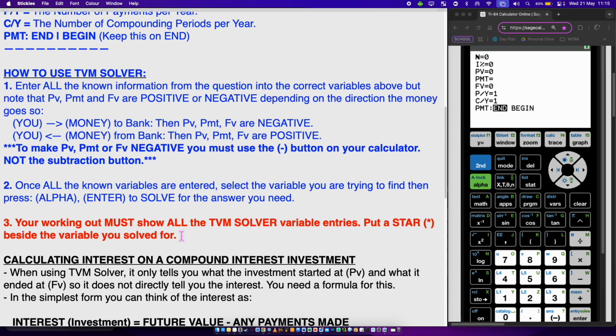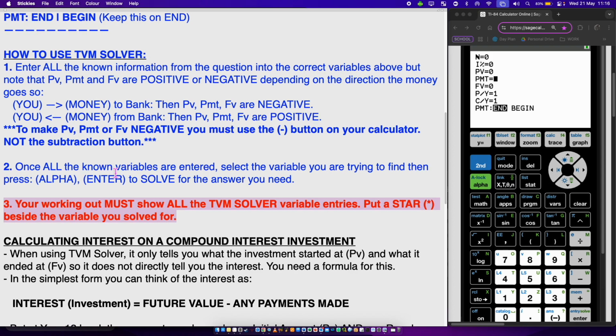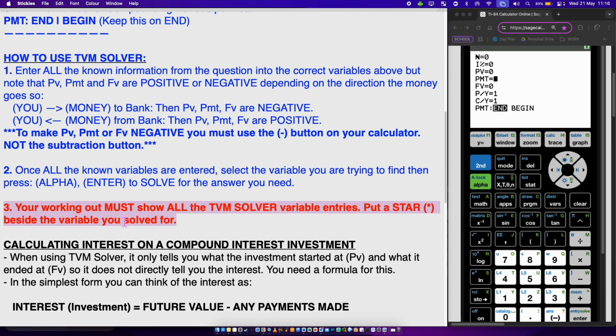Can you please make sure that you have 2? How do you solve for the thing? You press alpha enter. And how do you show working out? Show what you put into TVM solver, put a star next to it. Give you a minute for that stuff. Those steps 2 and 3.